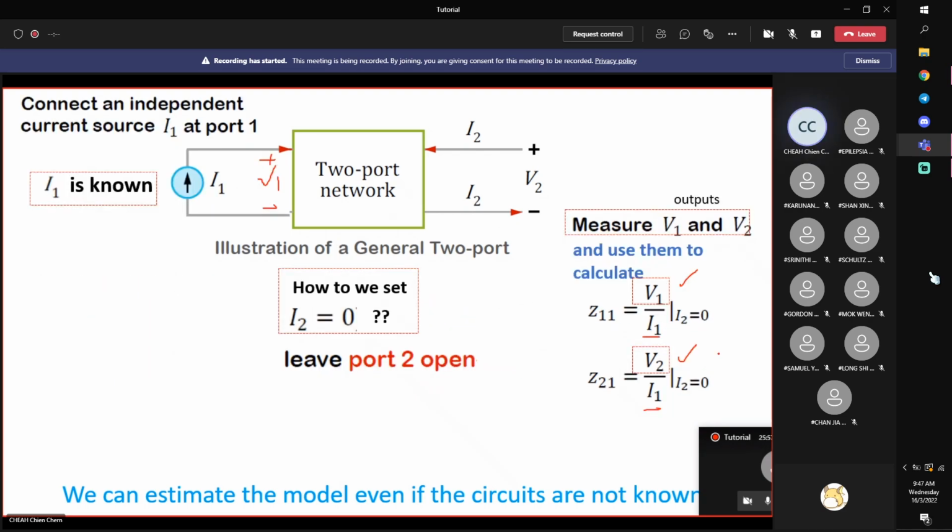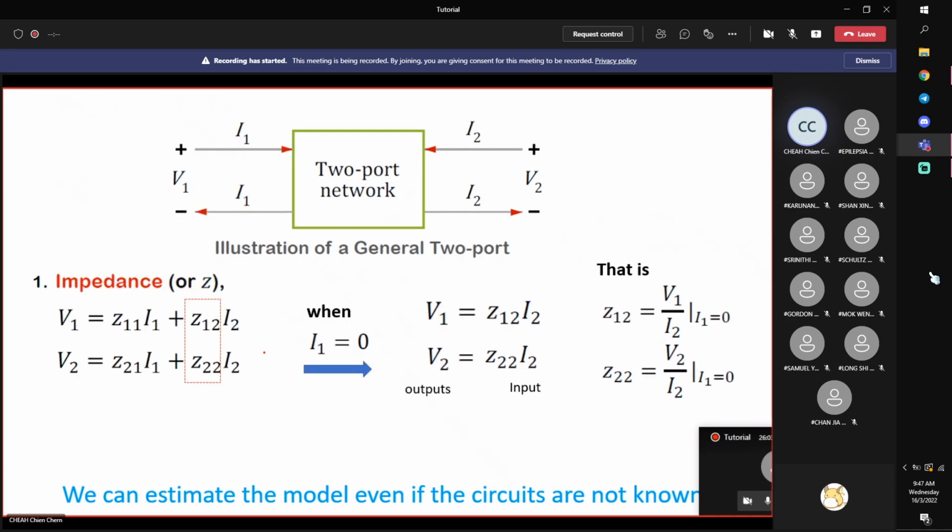Now you have obtained these two, Z11, Z21, by leaving I2 open. If you go to the other one, that means you set I1 equal to 0. If I1 is equal to 0, then we have only I2, which means that now we are trying to identify the other two parameters, Z12, Z22. Here, I2 is now your input, and V1, V2 are your outputs. If you know I2, and you can measure V1 and V2, then you can calculate Z12, Z22 as well, because the only unknowns would be your Z parameters.